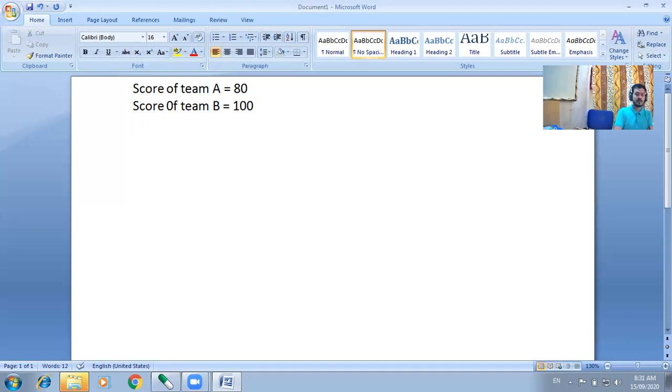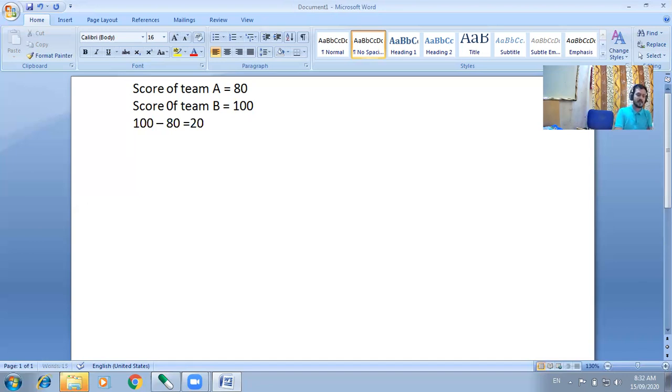So how much more did team B score? We can compare here by subtraction: subtract 80 from 100, that becomes 20. We can decide that the score of team B is 20 more compared to team A. Similarly, we can compare the weights of two or three persons to see who has more weight.